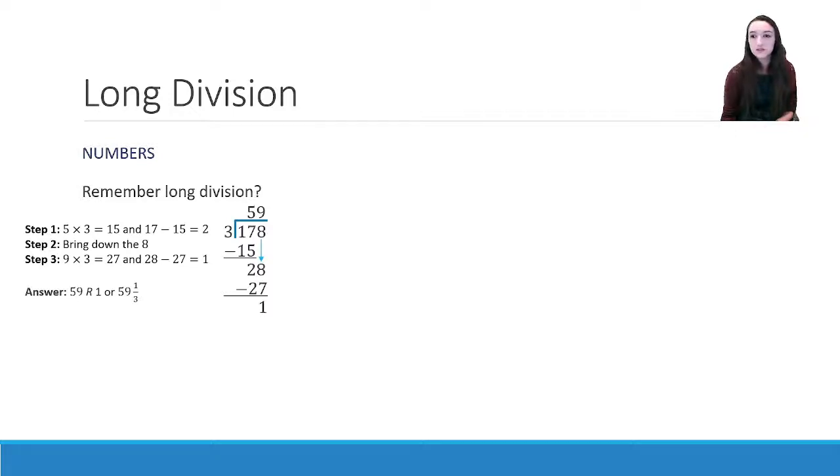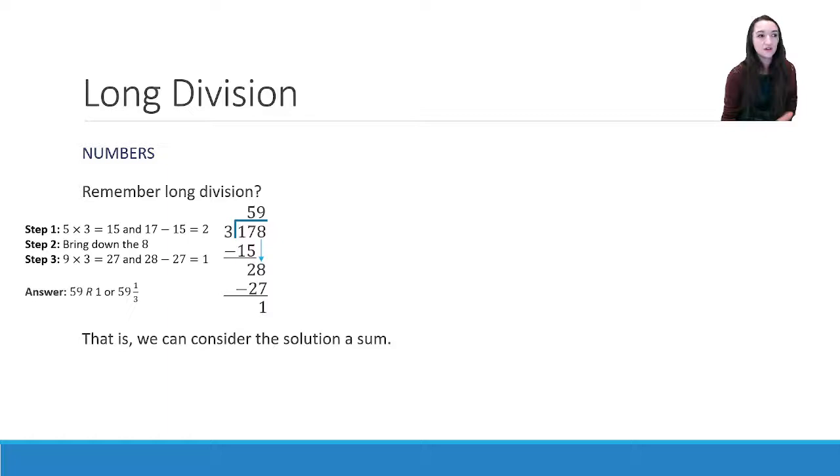We can consider this answer 59R1, 59 remainder of 1, or 59 and 1/3, either way is okay. Essentially, it is a sum. It is the sum of 59 plus 1/3, or we can use what's called the division algorithm to write it out.